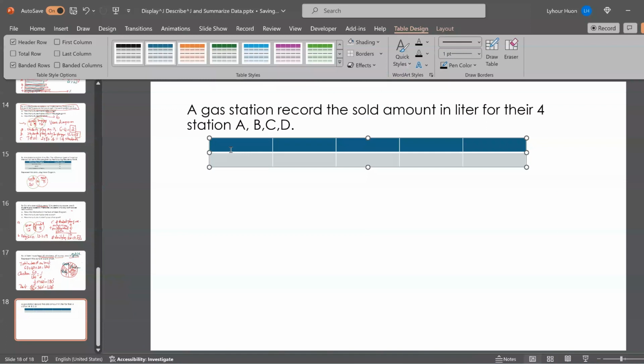Right here are the stations. Salt in liters: station A, station B, station C, station D. 90 liters, 140 liters, 30 liters, 40 liters.